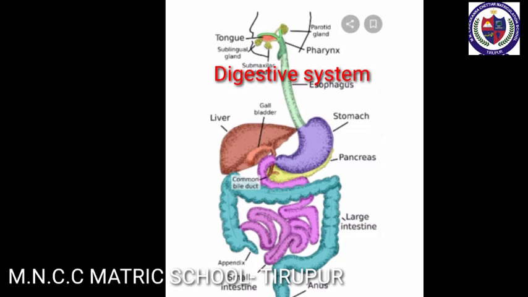Large intestine. The unabsorbed and undigested food is passed into the large intestine. There are 3 parts: cecum, colon, and rectum. Colon consists of ascending, transverse, and descending colon. The rectum is the last part which opens into the anus.